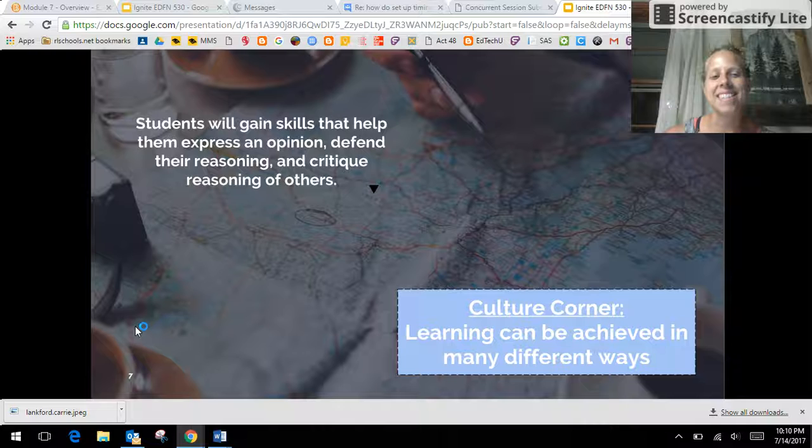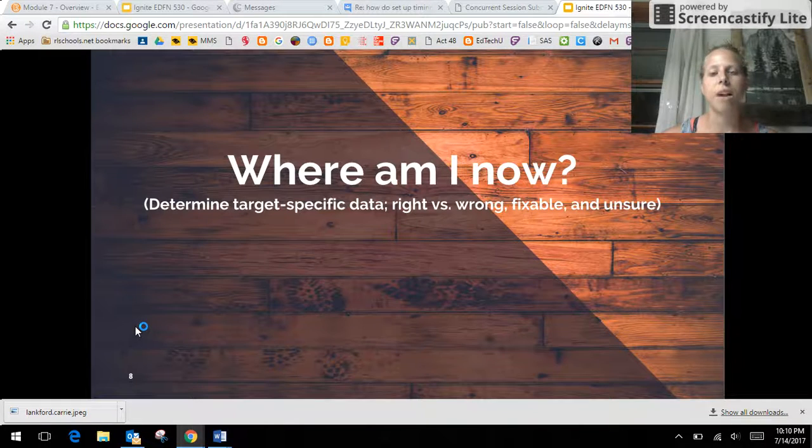Students will gain skills that help them express an opinion, defend their reasoning, and critique reasoning of others. Again, building that culture in your classroom. Learning can be achieved in many different ways. So you're building on, how do I create this environment for learning? Then we go into, where am I now? Here you want to determine target-specific data, the right versus wrong, and fixable versus unsure. So what exactly are your students missing, and why are they missing it?